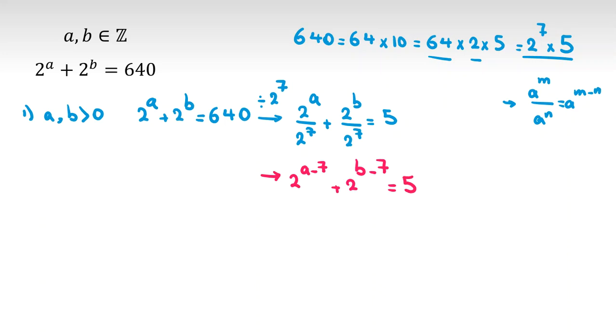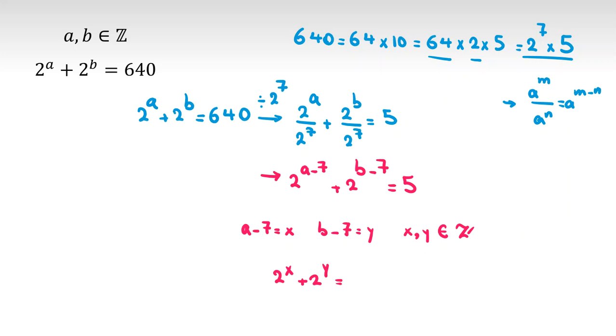I think we can do a better way. Let's erase this part. I don't want to consider cases now. Let's consider a minus 7 be x, b minus 7 be y. Because a and b are integers, x and y are integers also. So 2 to the x plus 2 to the y equals 5. One answer, obviously, x is 2, y is 0, and a will be 9, b will be 7.